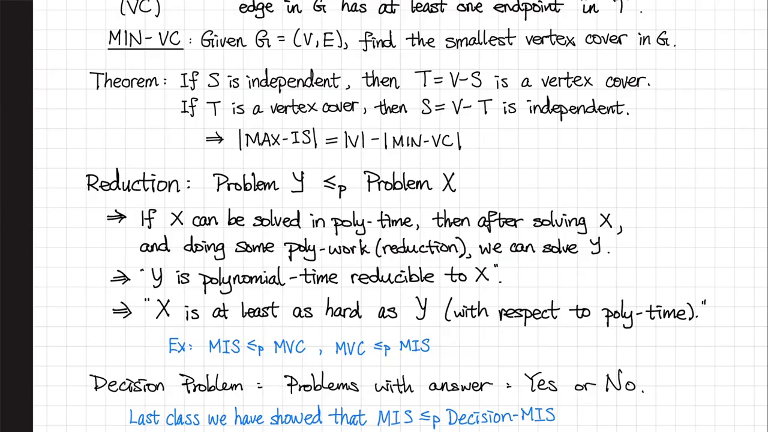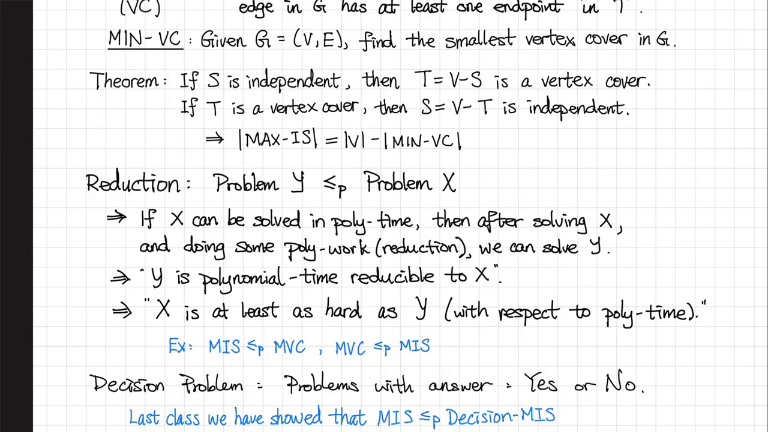So to show the reduction, we want to show the first step and the last step, to show that we are able to convert the input over to use the algorithm, and when we get the result, we are able to convert the result. That's what this is saying. So we are able to solve it using the algorithm with some additional polynomial work, right? That polynomial work is the time that we take to do the conversion. And this reduction is written as problem Y is polynomial time reducible to X.